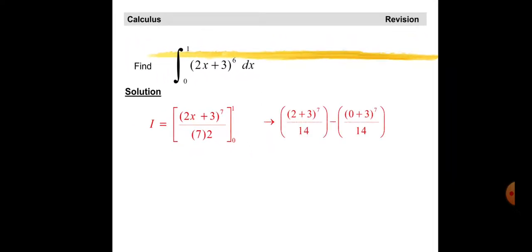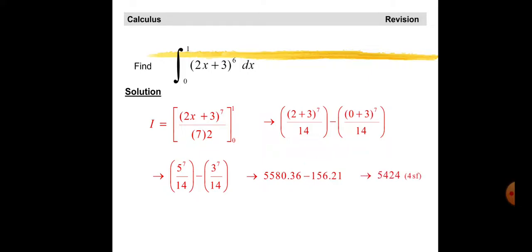So we have to substitute firstly x equals 1, so you have to substitute x equals 1 here, minus substitute x equals 0 here, and find the final answer. As you can see here, this is your final answer. So we have to integrate firstly, and after that you can substitute x equals 1 in the first bracket minus x equals 0 in the second bracket, and find the final answer.